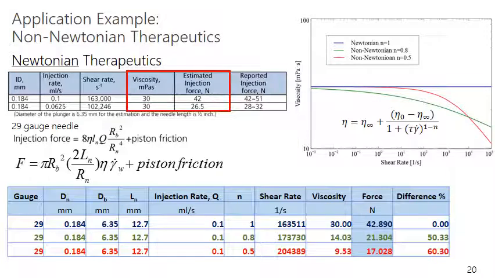So we're going to give some examples for the injection force calculation for non-Newtonian fluids. We have kept the Newtonian example on the top of the slide to point out that the piston friction contribution is going to be small. We're presenting three fluids. First, a Newtonian fluid with n equal to 1, which is in blue in the figure, and then two shear thinning fluids with n equal to 0.8 and n equal to 0.5 respectively in green and red.